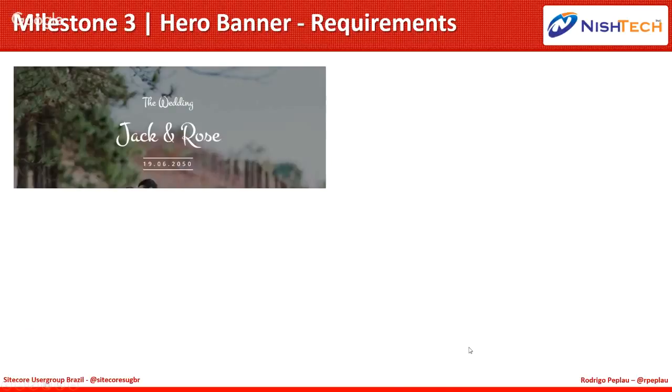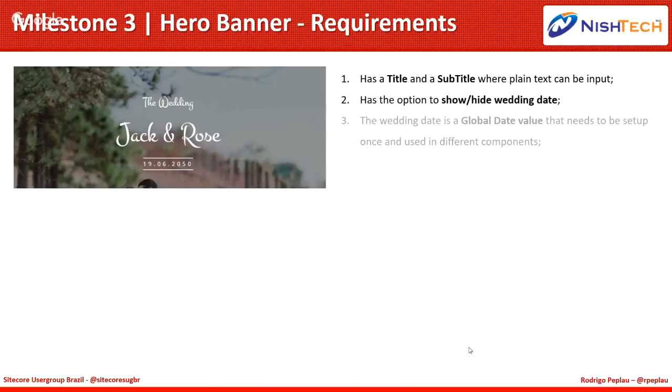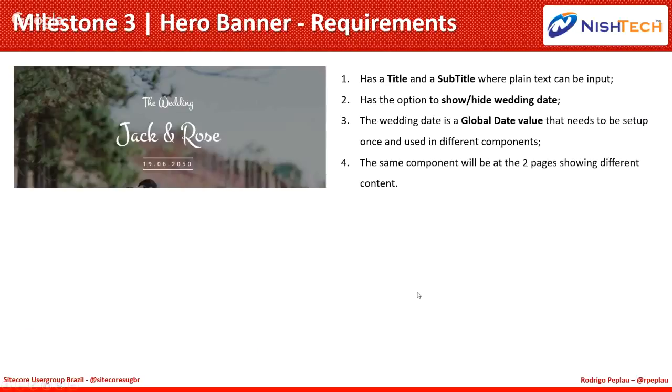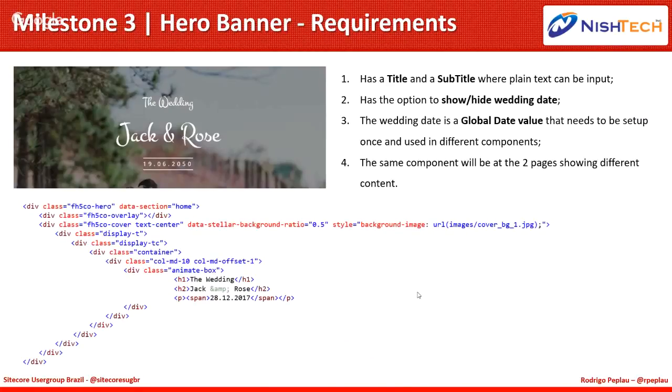Right? So here's the first component. It's a banner. It has a title, subtitle. It has a within date that the user can choose to hide. And the within date is a global date value. It's a global, okay? No, it's not just for this component, but for the whole website. And the same component will be in 2 different pages, so it should have different look and feel or different content on each. Here's again a weird HTML markup.